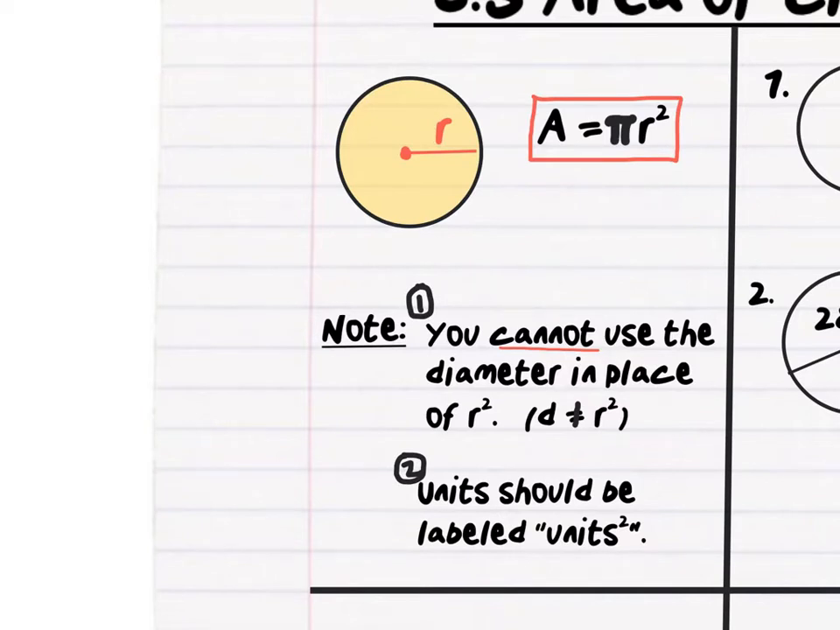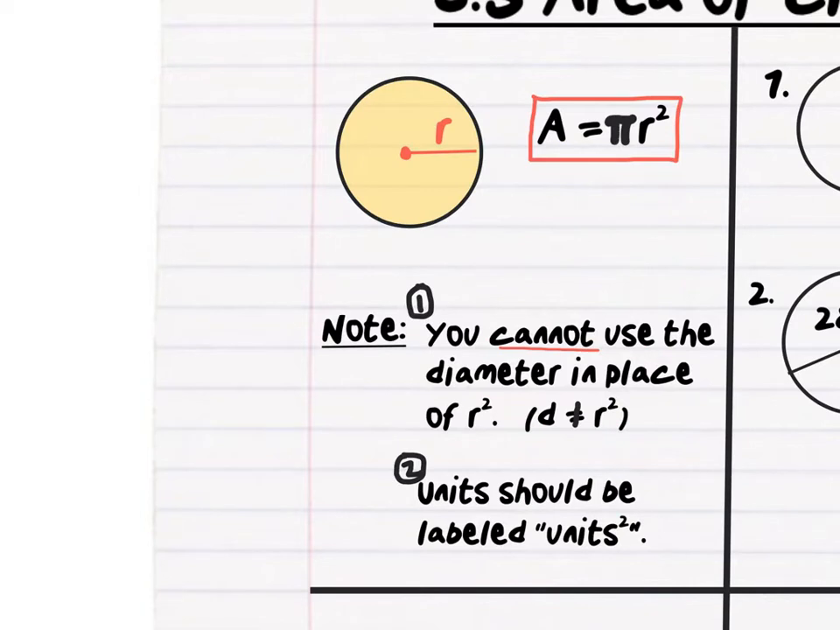Okay, so I already went over the formula for the area of a circle, and it's also important for you to note these two things. First of all, you cannot use the diameter in place of r squared, or r to the second. So in the parentheses here, I wrote that d does not equal, that's the not equal to sign, does not equal r to the second. Okay, they're not the same, and that's a common mistake.